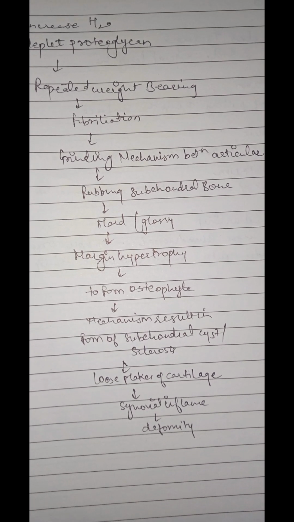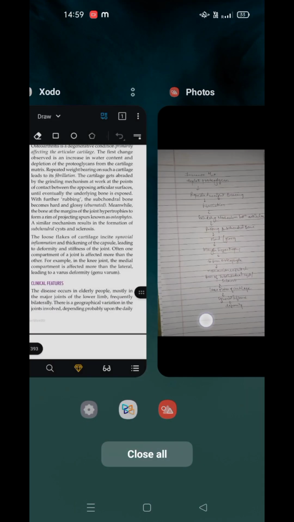Due to this, there is a margin hypertrophy to form the osteophyte, as I've shown in the previous picture. This mechanism results in the formation of a subchondral cyst and sclerosis due to the loose flaps of cartilage. There's inflammation in the synovial joint or synovial membrane, due to which deformity results, like osteoarthritis, and there's stiffness in the joint. So let's move further towards the PDF.